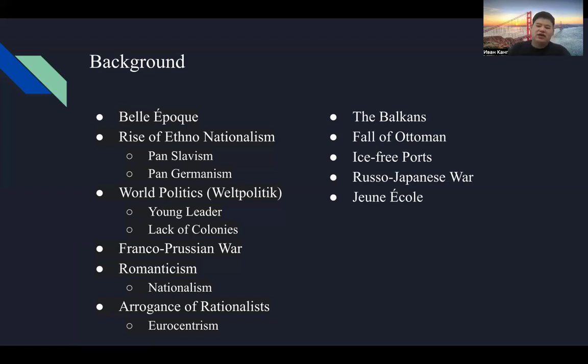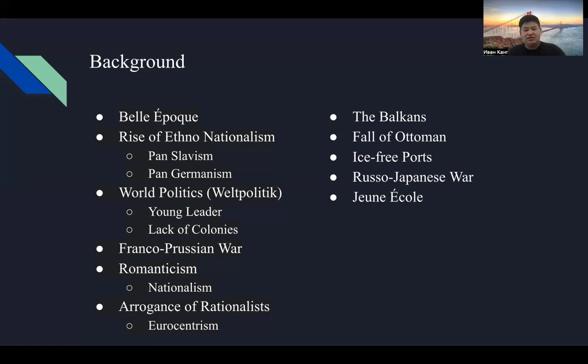And the arrogance of rationalists. Because of that, Eurocentrism. Rationalists at the time were quite convinced that they could be the center of the world, and it is also related to the Belle Epoque. So they thought the world was peaceful right now, but they didn't really see what was underneath them.